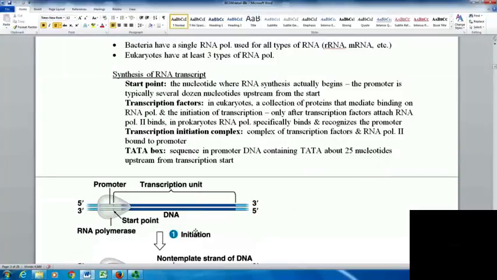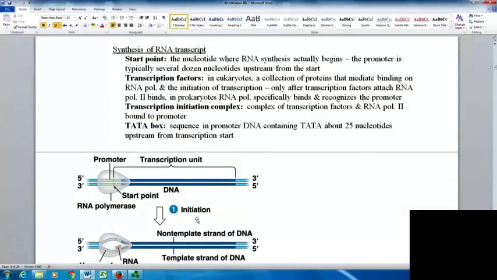Your starting point when you go to make this RNA transcript is going to be the nucleotide where RNA synthesis actually begins. Your promoter is usually several dozen nucleotides upstream from the start. Here in this picture you can see you've got a starting point, and then you've got the promoter here, and the RNA polymerase will attach.